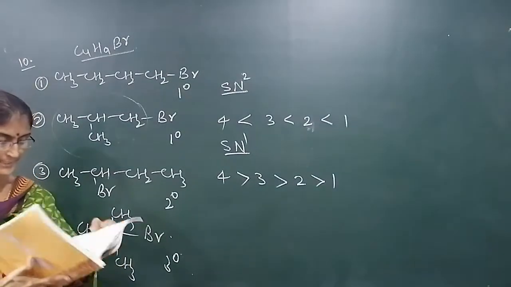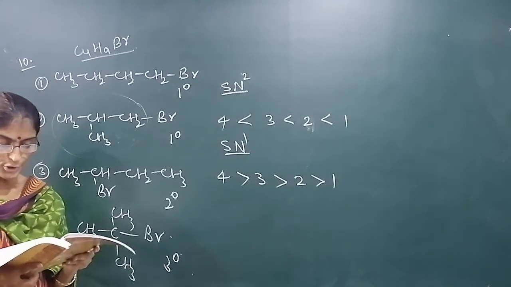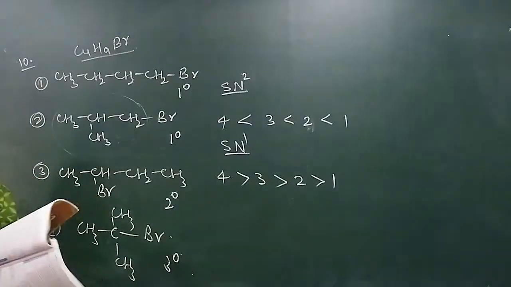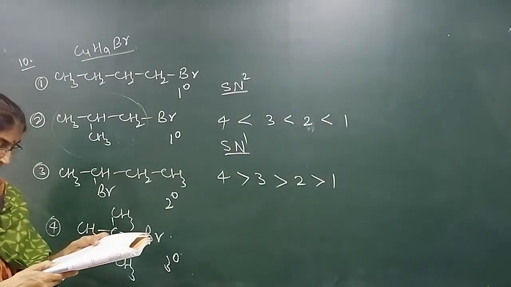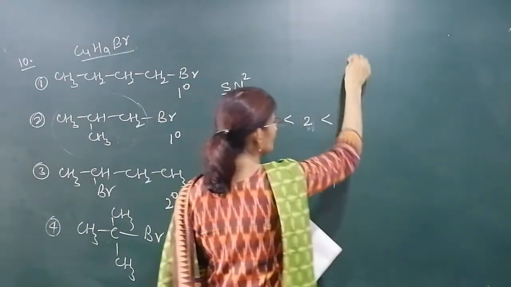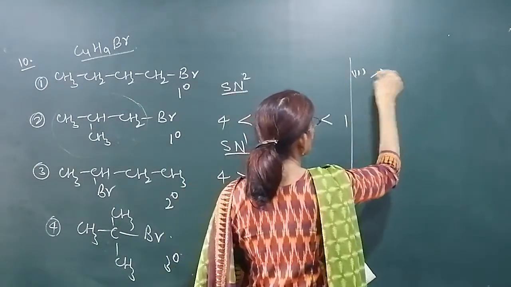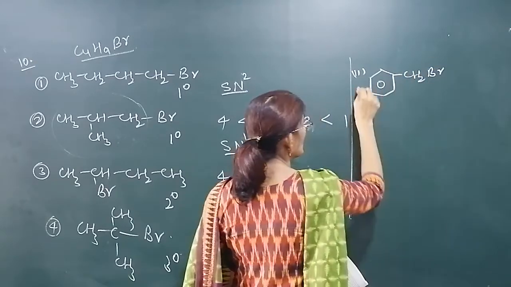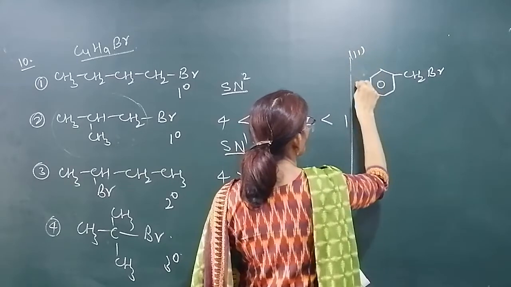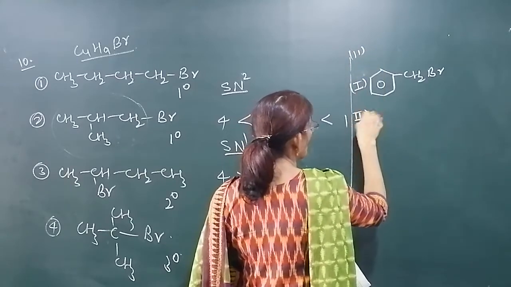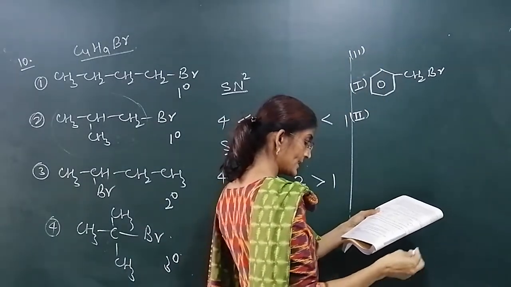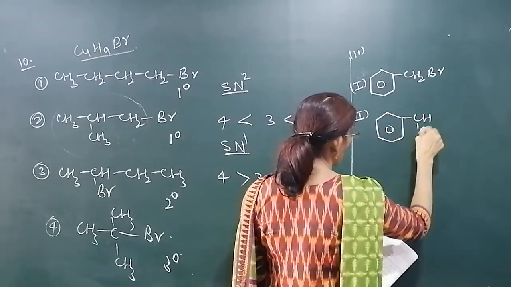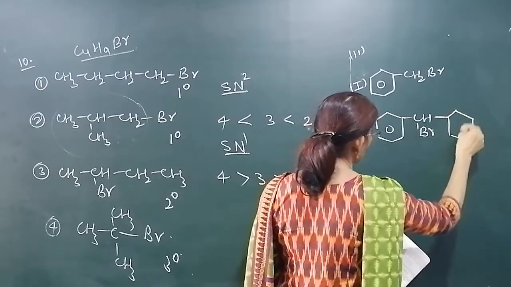Clear? See the second example. Predict the order of reactivity for SN1 and SN2. This is the second one; 4 compounds are given. First is C6H5CH2Br. This is C6H5, this is CH2 and Br. This is the first compound. The second compound is given as C6H5, then CH, then Br, then again C6H5.